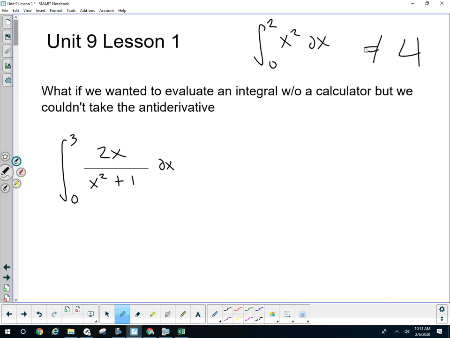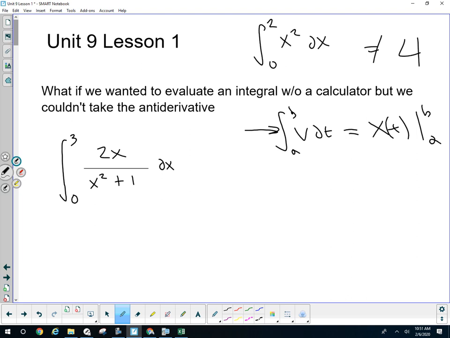What was the other way that we could have calculated distance, or mostly displacement? What was the other way we could calculate displacement besides area under a velocity curve? Ending position minus a beginning position. Now, what was the connection between velocity and position? The antiderivative, integral, antiderivative.